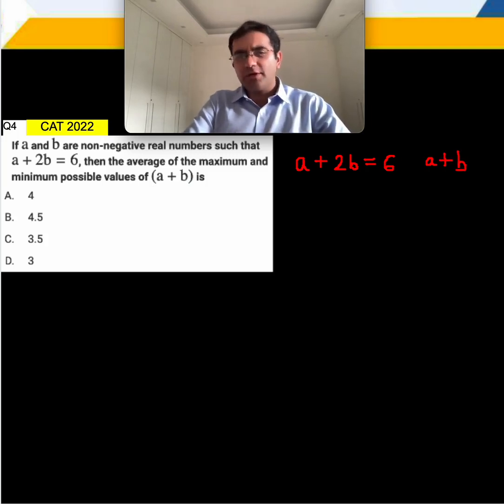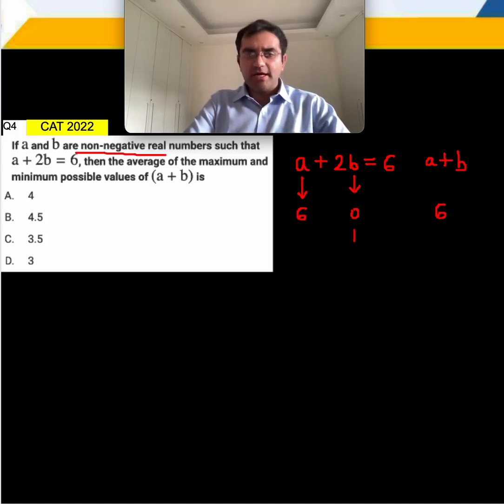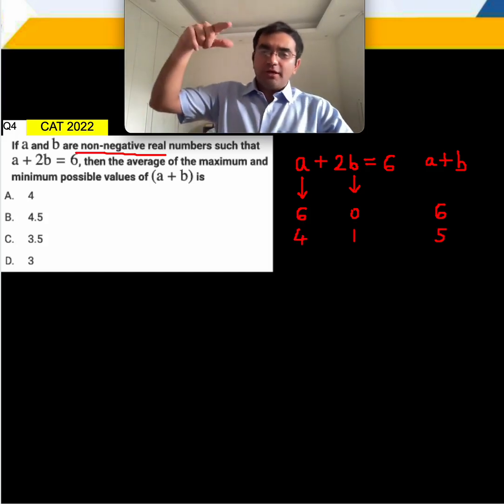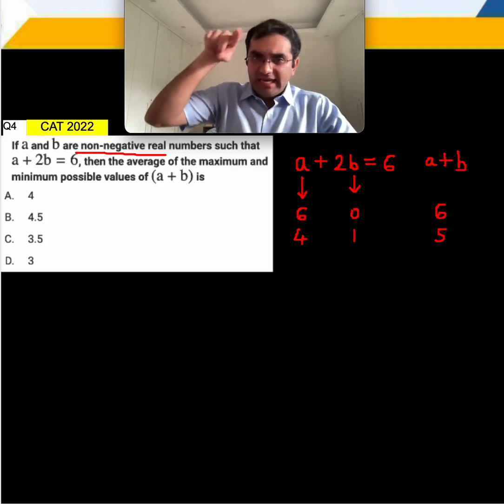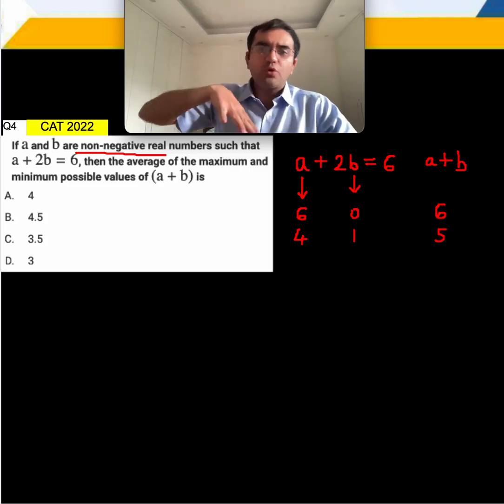So we'll try one of these as 0. B को 0 रखो, A turns out to be 6 and A plus B is 6. B को 1 रखो, 6 minus 2 is 4, A turns out to be 4 and A plus B becomes 5. So we are observing that जैसे ही A का वैल्यू 6 से छोटा होने लगा, A plus B छोटा होने लग गया.